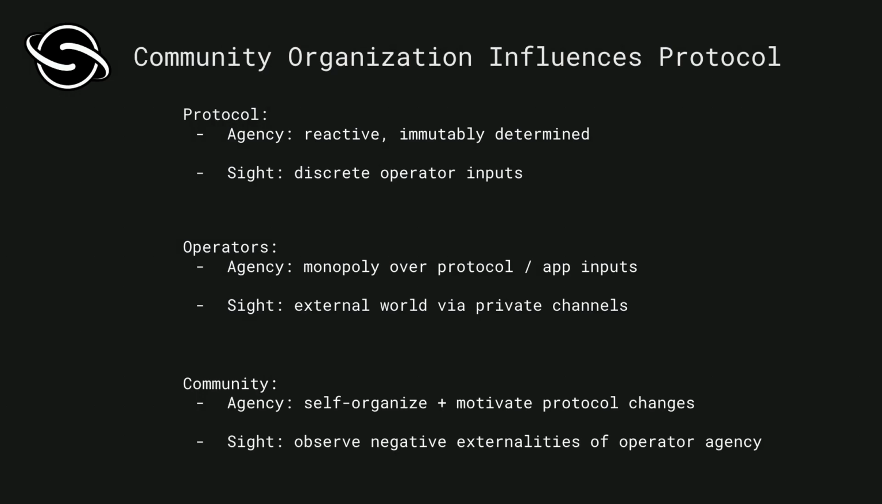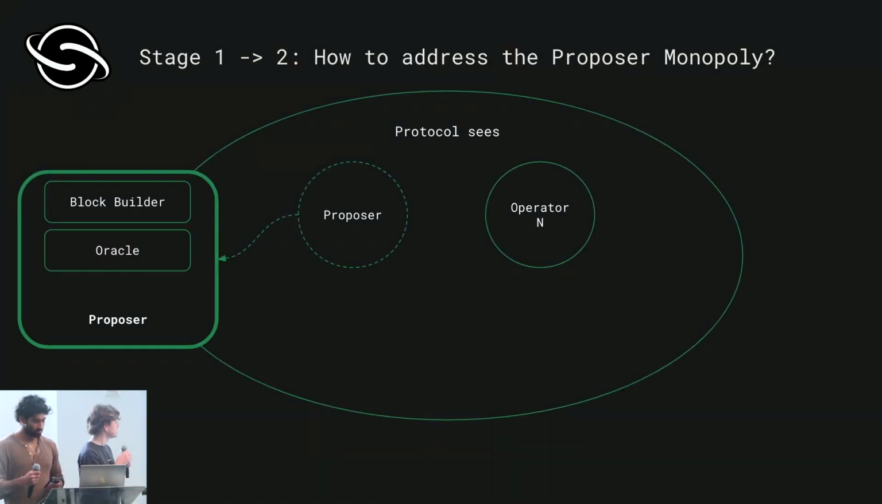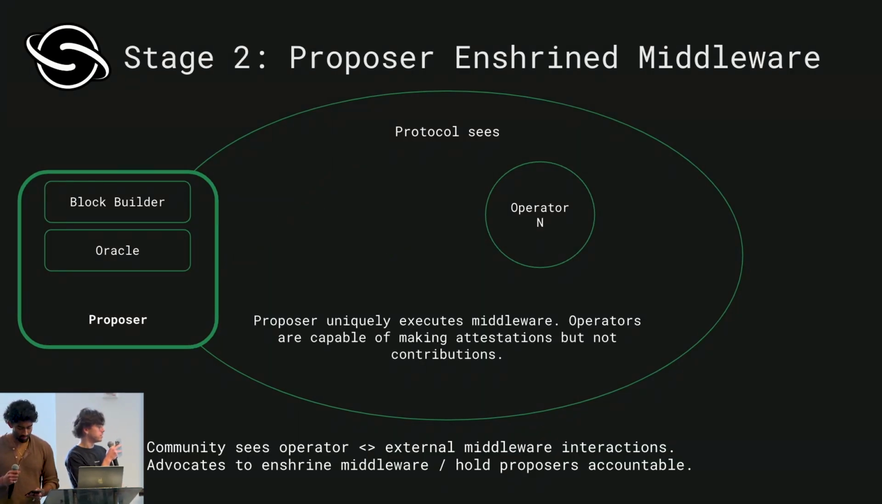Okay, so how do we address the proposer monopoly? Well, essentially at this point we have the ability to take some of these third parties that exist and enshrine them directly in the logic of the proposer. So this is what we're calling proposer enshrined middleware. And effectively, what happens now is operators are able to execute said middleware, specifically the proposers.